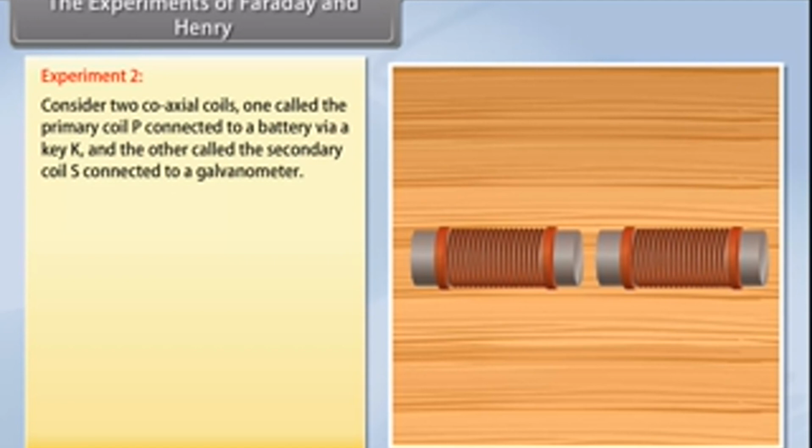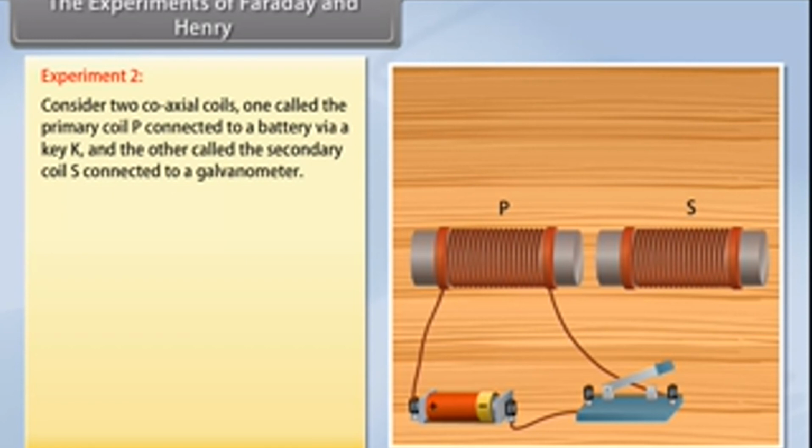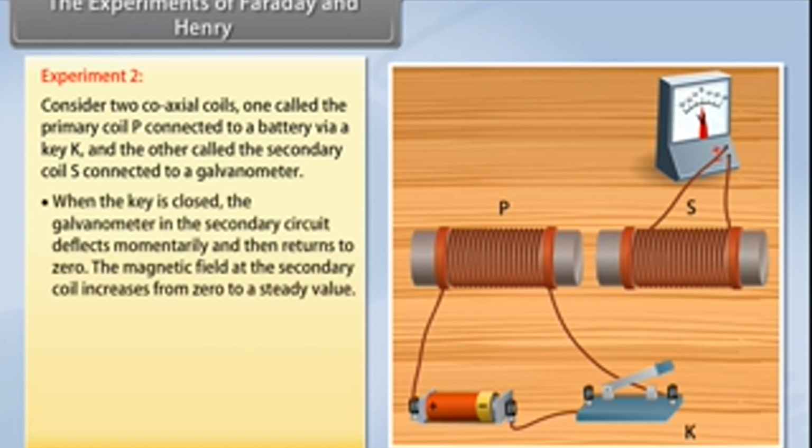Experiment 2. Consider 2 coaxial coils, one called the primary coil P, connected to a battery via a key K, and the other called the secondary coil S, connected to a galvanometer. When the key is closed, the galvanometer in the secondary circuit deflects momentarily and then returns to zero. The magnetic field at the secondary coil increases from 0 to a steady value.